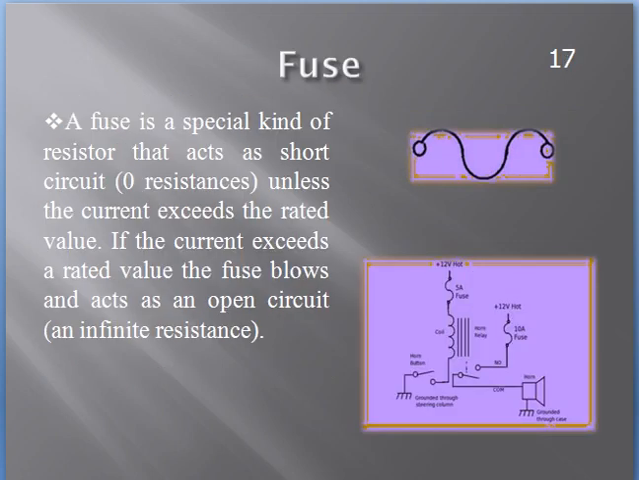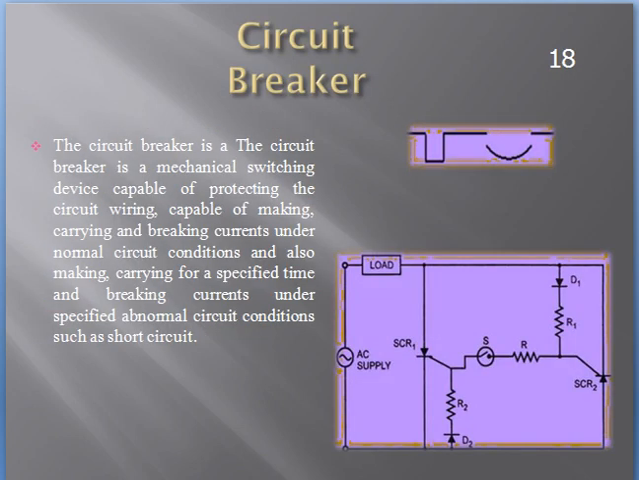Next, how to represent a fuse. A fuse is a special kind of resistor that acts as a short circuit, or has zero resistance, unless the current exceeds the rated value. If the current exceeds the rated value, the fuse blows and acts as an open circuit, which will rescue the equipment from damage. This symbol represents a fuse.